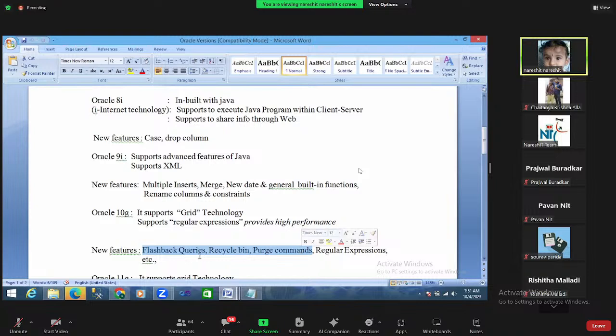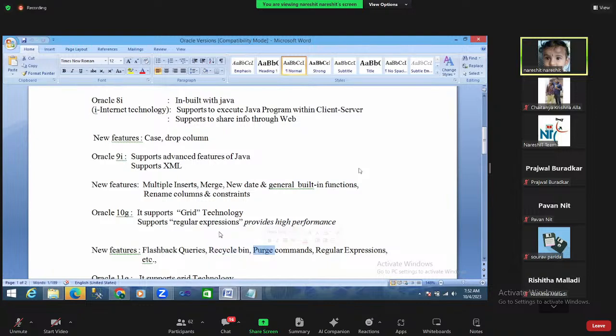What about the recycle bin? Everybody knows this recycle bin. In Windows also we have a recycle bin. If any file is deleted, it's stored in the recycle bin. Same like in database, if any table is dropped, that is stored in the recycle bin. We'll discuss these practically one by one. Here I'm just discussing what new features were added in these versions. And purge command means if you want to drop the table permanently, like shift delete, then you use the purge command.